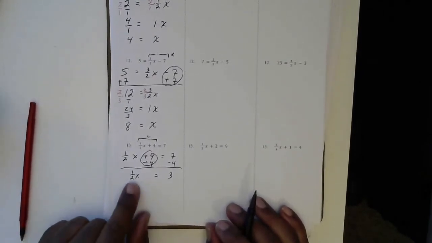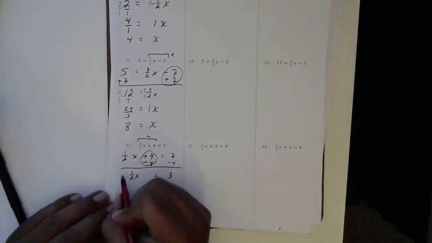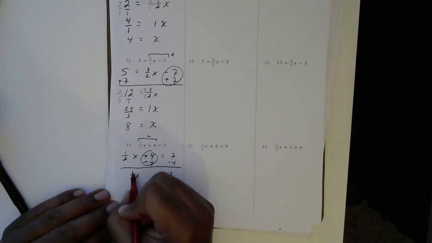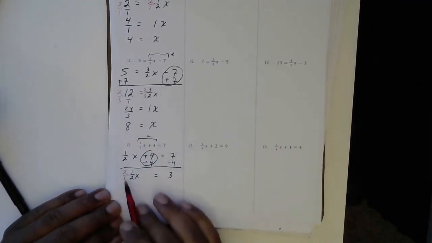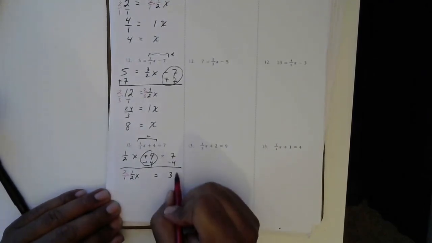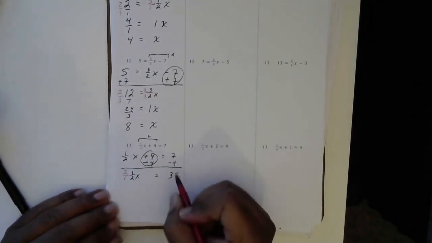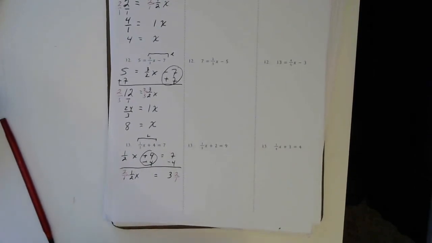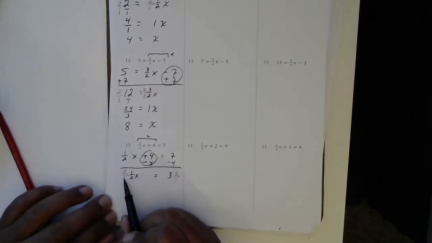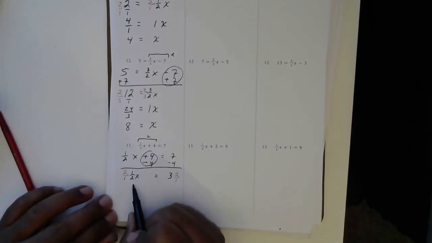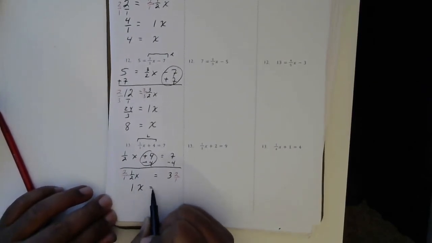Now we want to get the x by itself. We'll make this a 1x. So we're going to put a 2 over 1 next to the 1/2, and then a 2 over 1 next to the 3. Now, 2 divided by 2 is 1, 1 divided by 1 is 1, and 1 times 1 is 1. So this is going to be 1x.